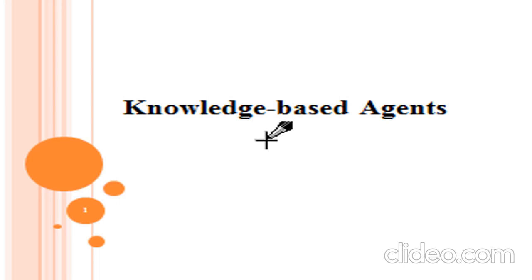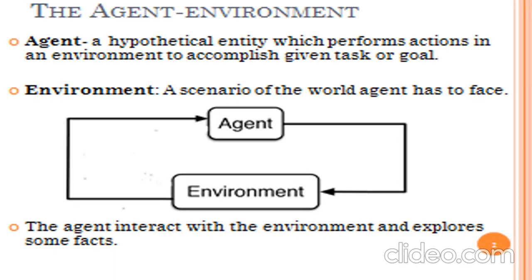Before going into detail, let me first define agent and environment. An agent is a hypothetical entity which performs actions in an environment to accomplish a given task or goal, whereas the environment is a scenario of the world the agent has to face. The agent interacts with the environment and explores some facts.